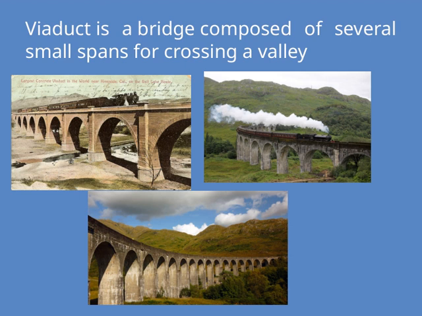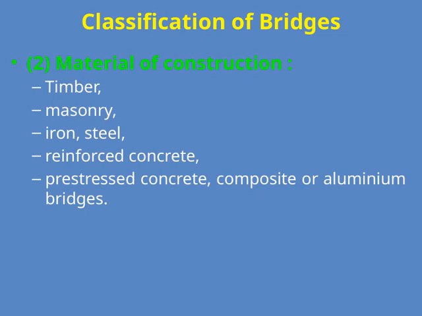Throughout this presentation, we're exploring different types of bridges, and the viaduct is a great example of how structural ingenuity can adapt to natural obstacles. It's a perfect illustration of how engineering solutions are tailored to specific geographical features, helping us understand the broader theme of construction adaptability. Now, let's take a look at the classification of bridges based on the material of construction.